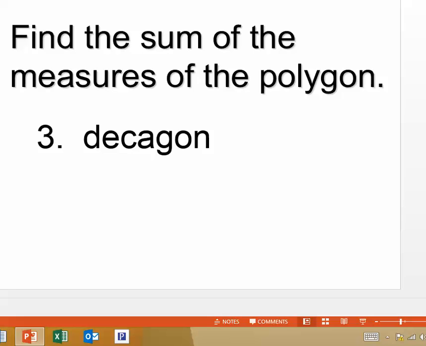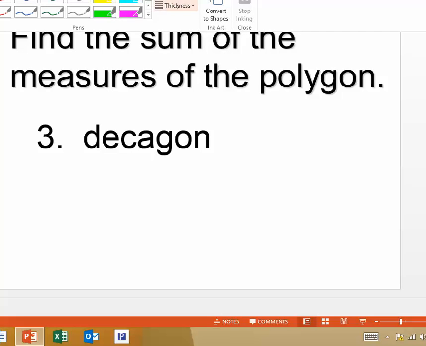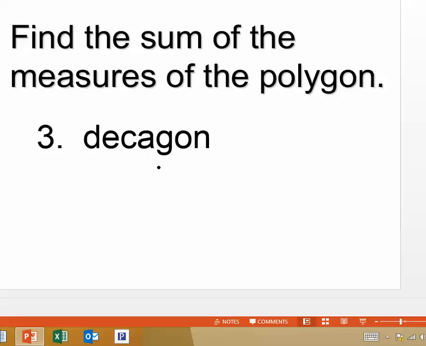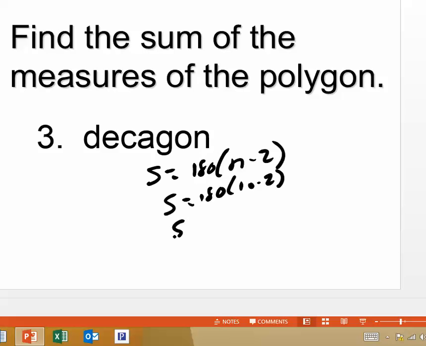Find the sum of the measures of the polygon if it's a decagon. A decagon is a 10-sided figure. Sum is equal to 180 times n minus 2. 180 times 10 minus 2. 180 times 8. 1,440.